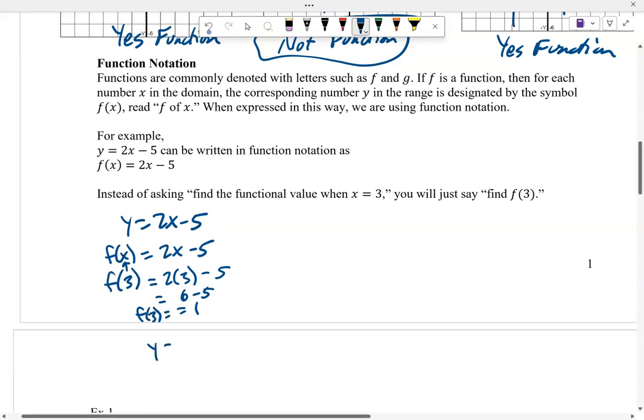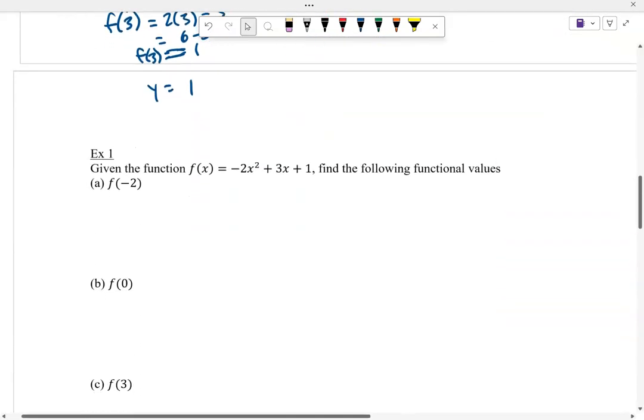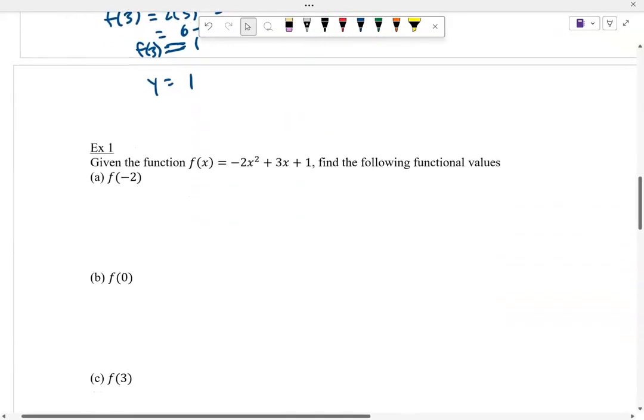Remember, f of 3 is just a nickname for y, right? y is 1. So when x is 3, y is 1. That's your function notation. It really comes into play with calculus quite a bit. It's very handy notation when you're doing derivatives and things as well. But let's go ahead and practice using the function notation here. So again, f of x is just a nickname for what? y.